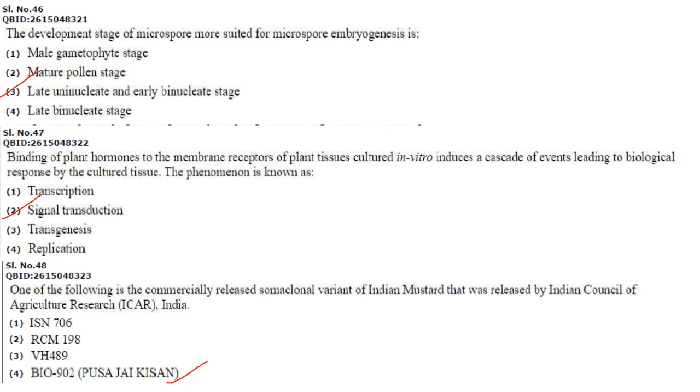Next one. One of the following is the commercially released somaclonal variant of Indian mustard that was released by Indian Council of Agricultural Research, India. So it is Bio 902 Pusa Jai Kisan. Answer is option 4.